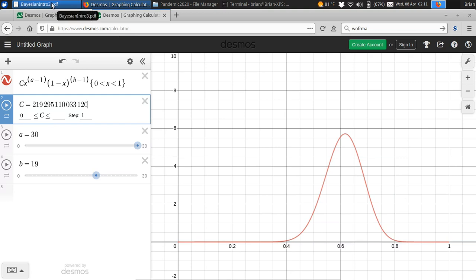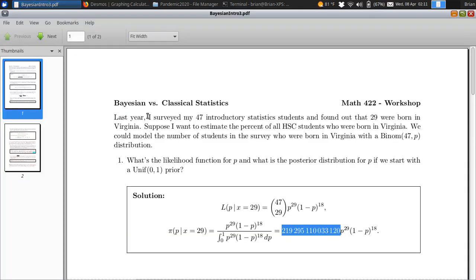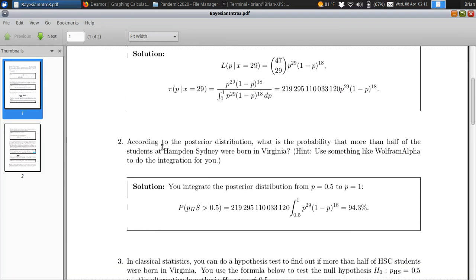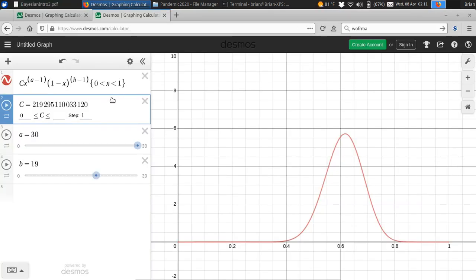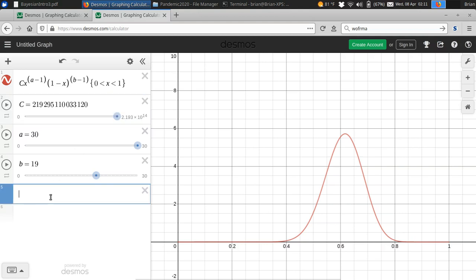And I asked a question about using the posterior distribution over here. I asked, okay, so what is the probability, according to the posterior distribution, that more than half of the students at Hampton-Sydney were born in Virginia? And so I suggest using Wolfram Alpha to do the integral. But what you do is you integrate the posterior distribution over the region that you care about. And let me come back to my graph here. And so I've got this graph, and I'm going to do the same thing. I'm going to visually show you what that integral looks like.